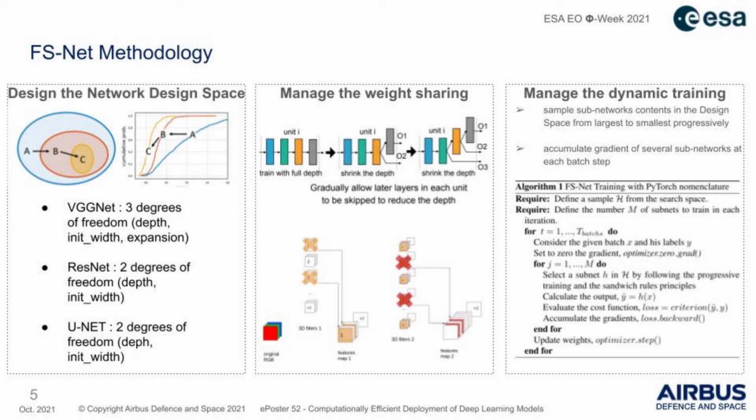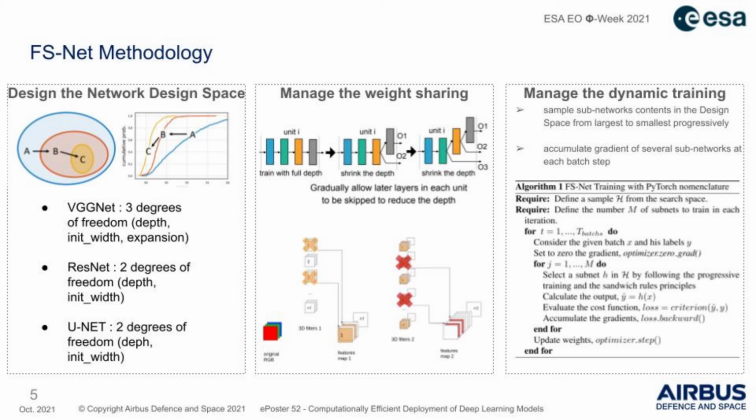Then we have to manage the weight sharing. Regarding the network depth, if we want a subnet with D layer, we keep the first D layer in the FSNet. Regarding the choice of filter in a layer, the selection is done according to the following procedure. For each filter, we compute the L1 norms. Then, we keep the M filter, if we want M filter, with the highest L1 norms value.